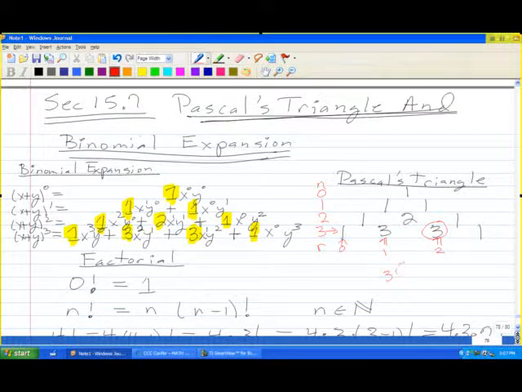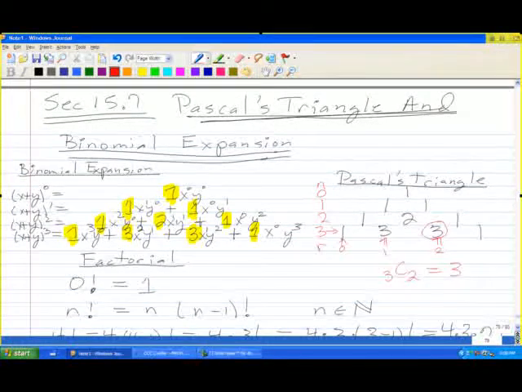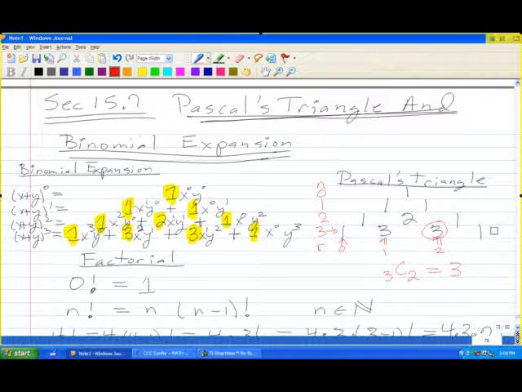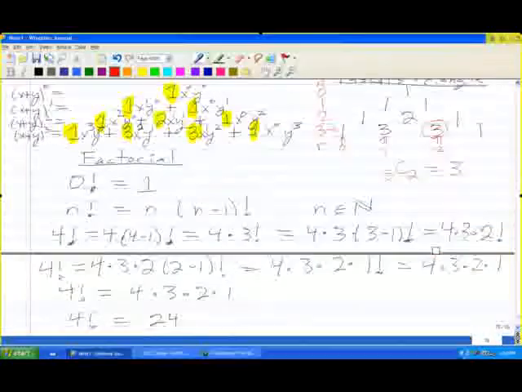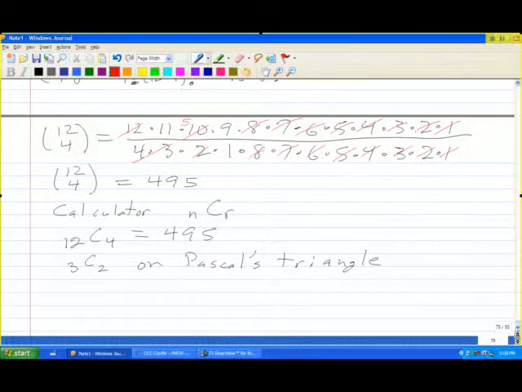So this number here, 3C2, is 3. Because that is the number in the row calculated by 3. It's really the fourth row, and the column calculated by the 2, which is the third column. So fourth row, third column gives me 3. You've got to start counting at 0.